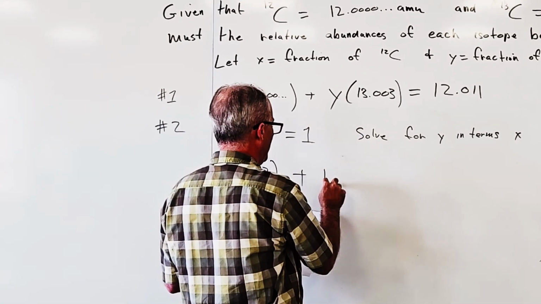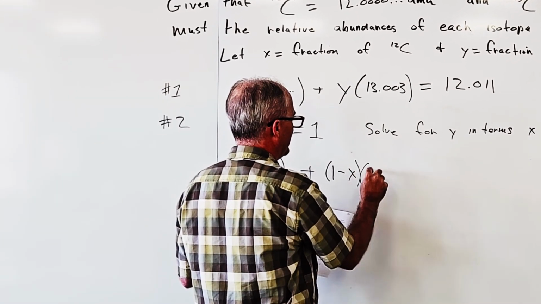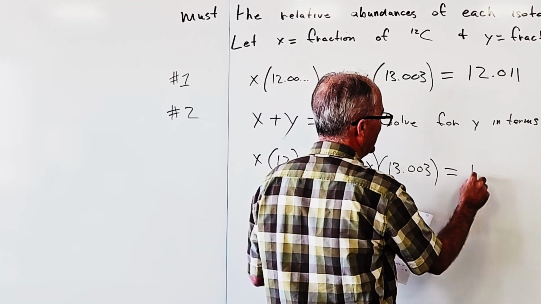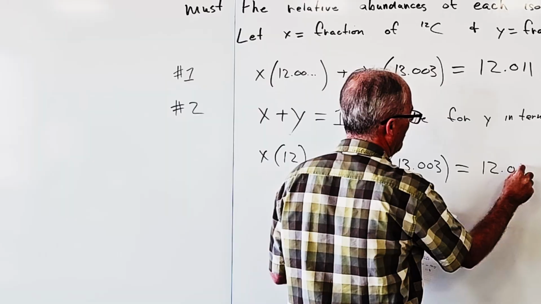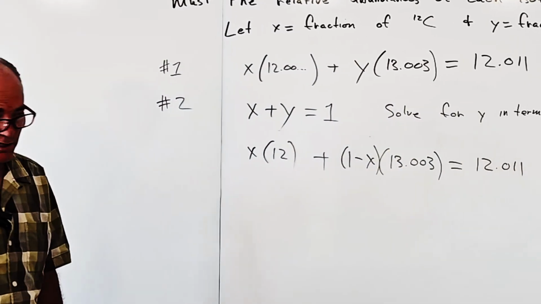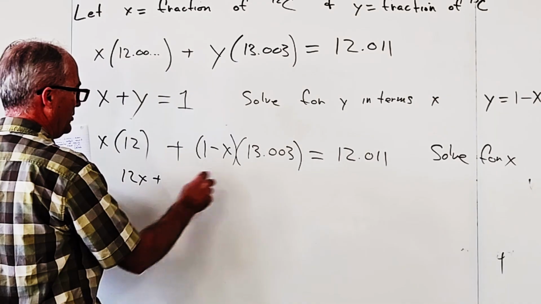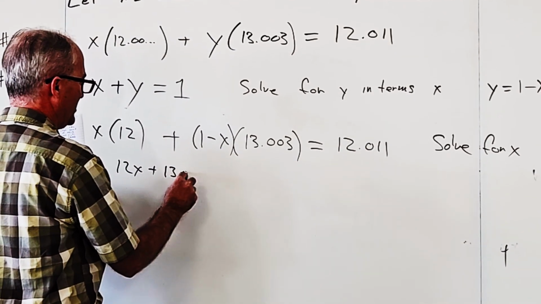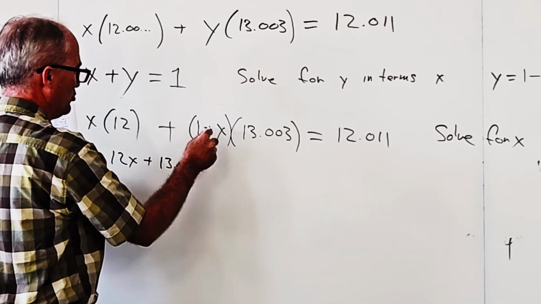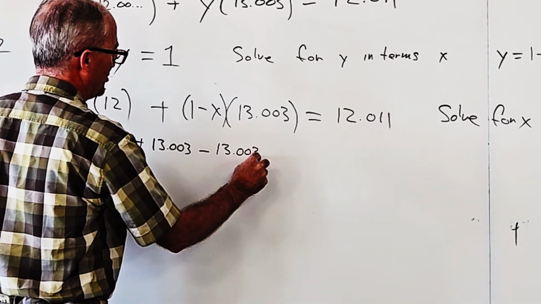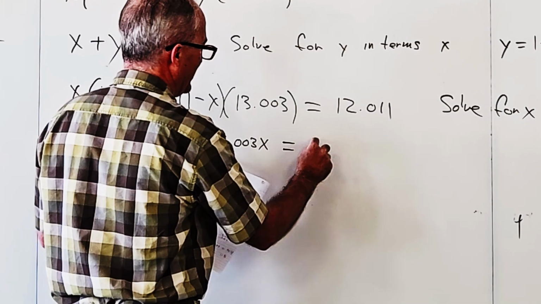Summed with 1 minus x times 13.003. That should equal our 12.011. Now it's just what we might call plug and chug. I got 12x plus this 13.003 times 1 minus 13.003x.